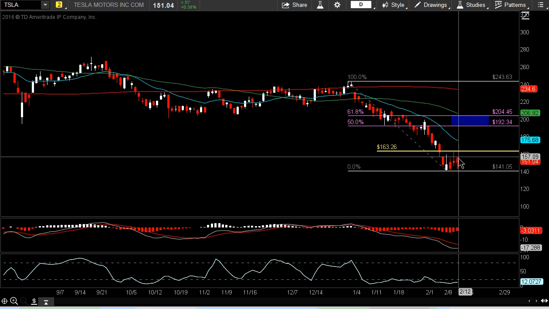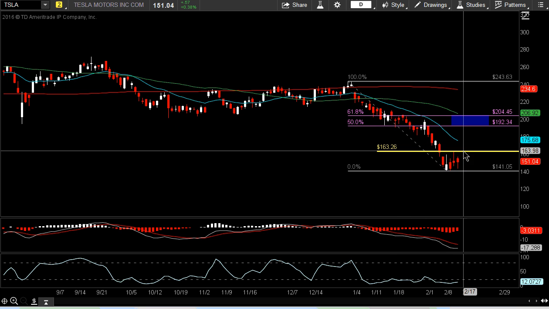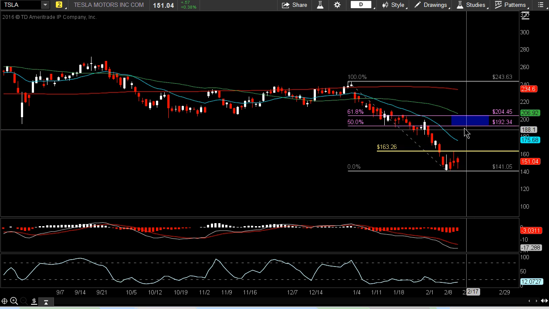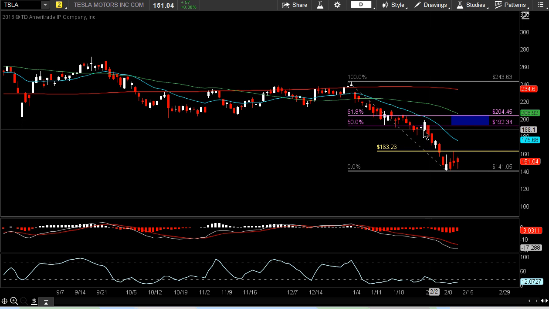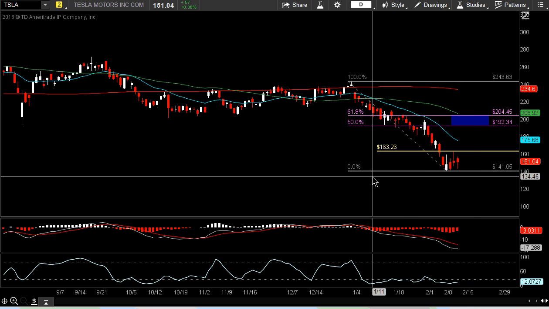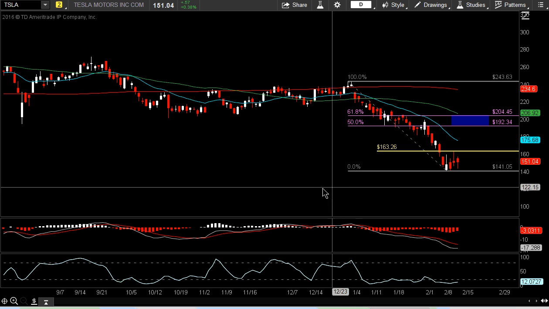And then finally, Tesla. Okay, Tesla, if we could get up to this 163.26, then it could maybe work itself up into this retracement zone of 192. Right, this 50% retracement. Okay, so that's basically all I have right now.